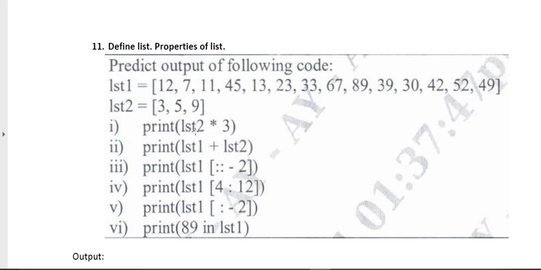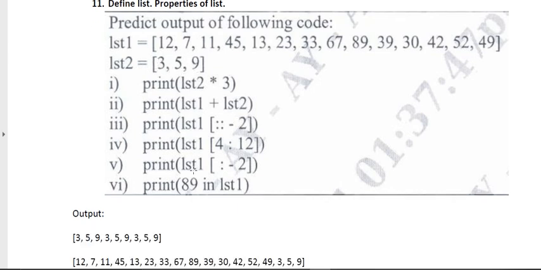So coming to the first one, list2 into 3. Basically what it does is it replicates, right? 359 would be duplicated 3 times. So this would be the output: 359, 359, 359. 3 times you can see list 2.